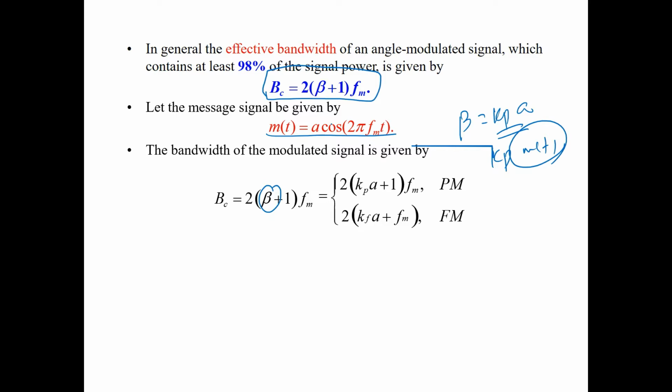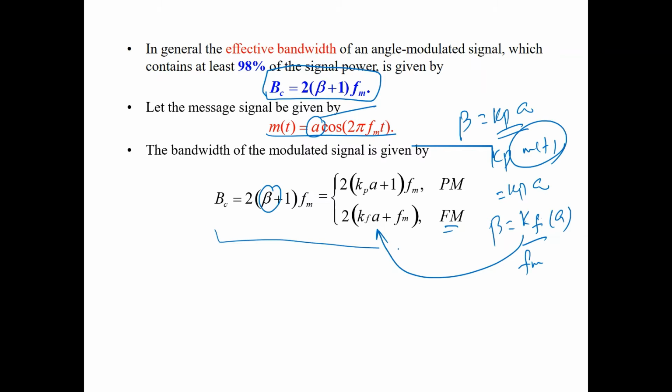If my message signal is this one, what is the amplitude of the message signal? A. So I can replace it with kp into A. And in the FM case, what was beta? Can you remember? What was the beta in the FM case? Kf, divided by fm, times the maximum amplitude of the message signal. If we replace this, we will get this expression. These are just the expressions for the bandwidth for the PM and FM cases.